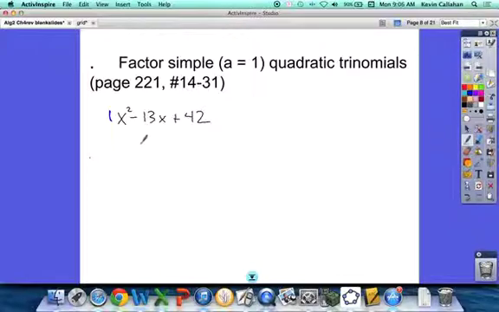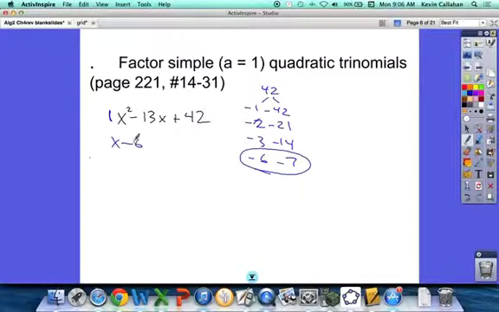So let's see, the factors of 42, are they going to be positive or negative? Right, since they're factors of +42, they're either both negative or both positive. Since they add up to a negative number, they're negative. Let's think of the factors of 42: 1 times 42, 2 times 21, 3 times 14, 6 times 7. Which one of those, if I put minuses in front, adds up to -13? Right there. So this factors as x minus 6 times x minus 7. Done.